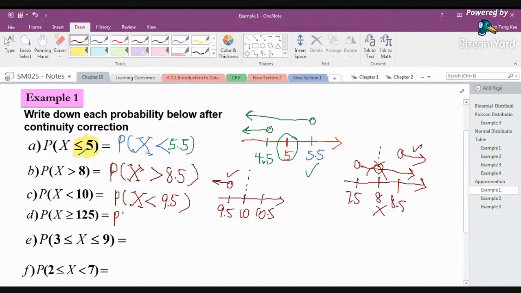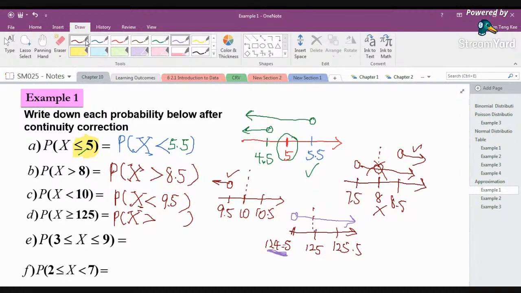Go on. For the case of greater than or equal to 125, the approximation will be x greater than, again, no equal sign. So greater than 125. Again, I can choose 125 minus 0.5, which gives me 124.5, and the other one is 125.5. For greater than or equal to 125, I need to include 125. So if I want to include 125, it's very obvious that this is the number line I'm choosing, where I'm going to have greater than 124.5.